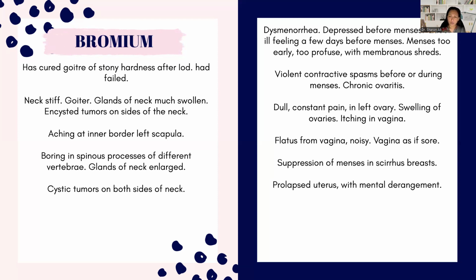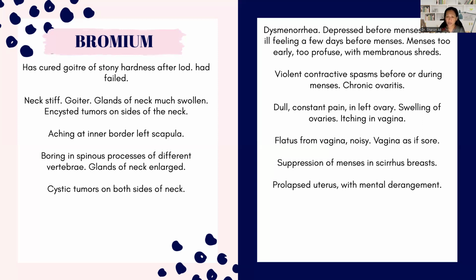Now, bromium, the most important thing for you all to remember is the goiter will be hard, okay, stony hard. And if iodine fails, then you think of bromium. So it has the same kind of cough, the same kind of hardness, the same kind of infiltration that you find in iodine.